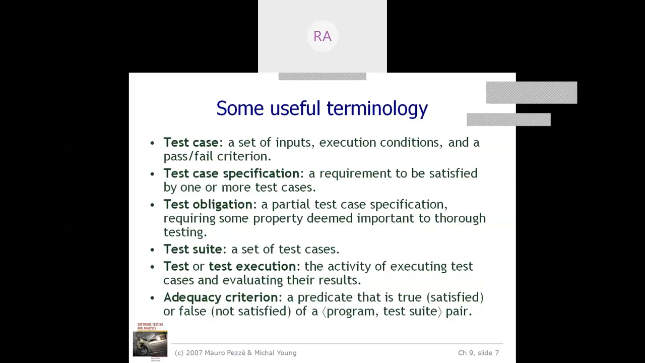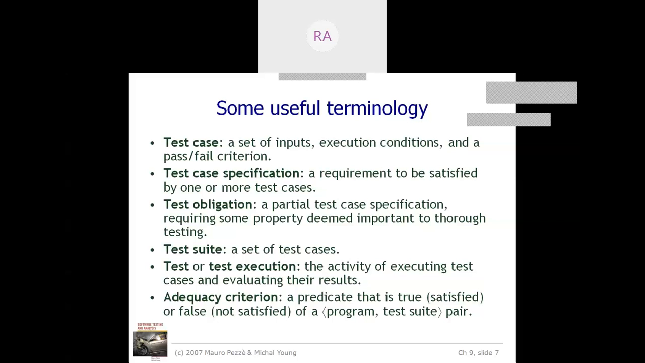Then I have one more terminology called a test obligation. It's a partial test case specification, wherein you are focusing on some property which is most important in carrying out the testing of a particular software. That is what I call a test obligation. It's a partial test case specification requiring some property as an important criterion to carry out thorough testing.